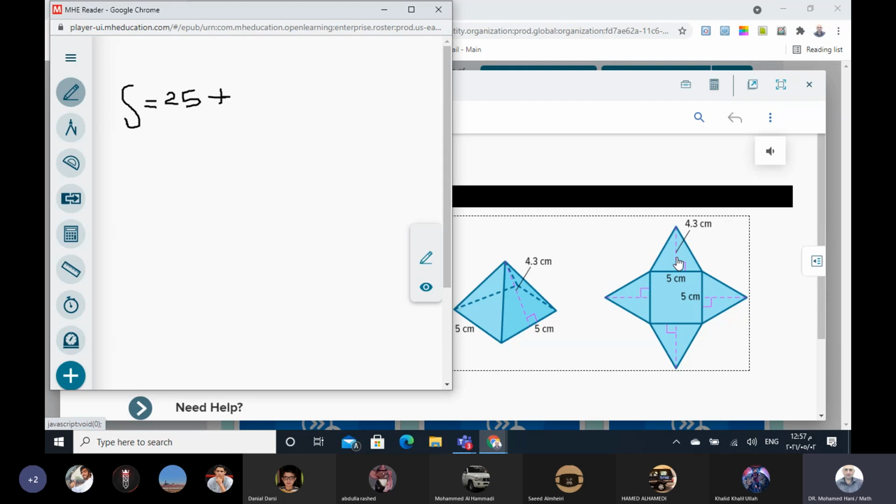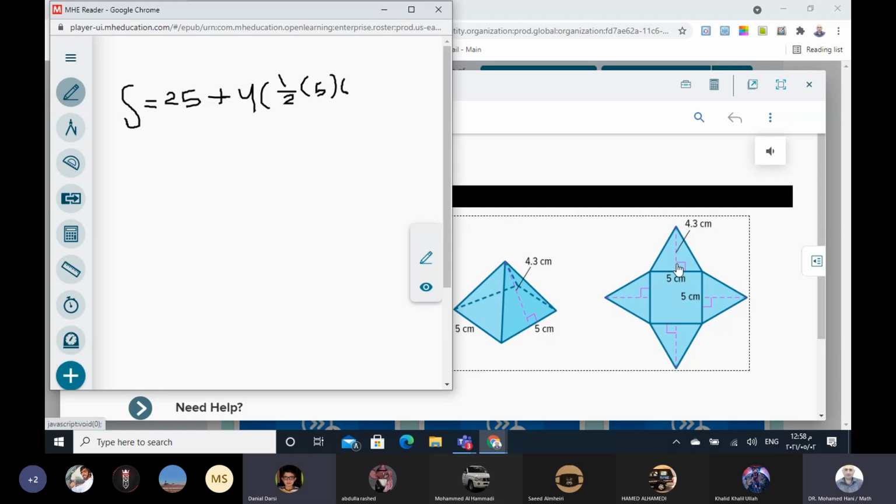How many lateral faces do you have here? We have 1, 2, 3, 4. 4 lateral faces, so you can multiply by 4. What is the type of the lateral faces? Triangle. How to find the area of the triangle? 1 over 2 multiplied by the base of the triangle, which will be 5.